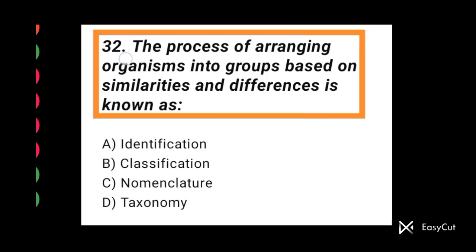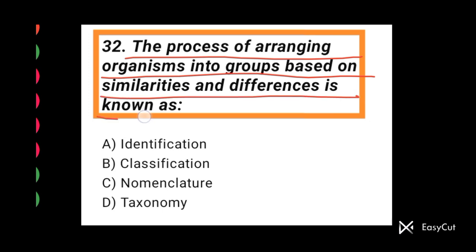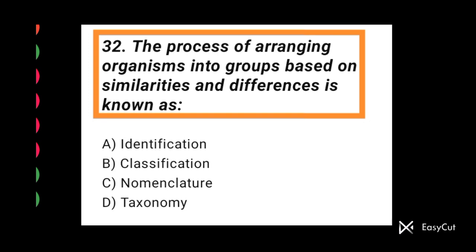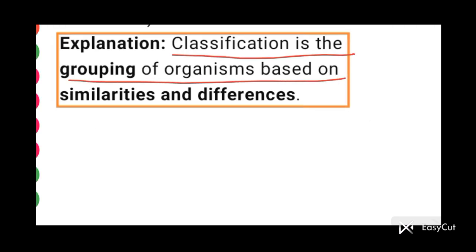Question number 32. The process of arranging organisms into groups based on similarities and differences is known as classification. So option B is correct for question number 32. Classification is the grouping of organisms based on similarities and differences.